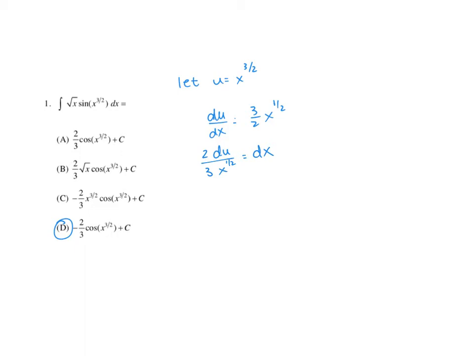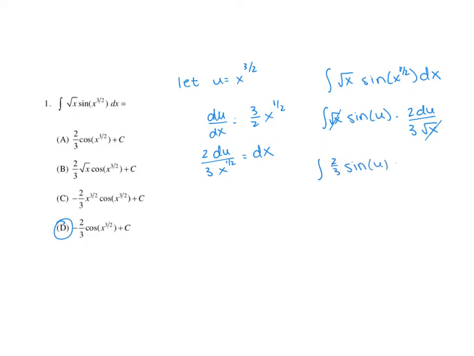So we start to substitute. Here's the original problem. We have root x times sine of u times dx, which is 2 du over 3x to the 1 half. I'm going to write that as root x, so it's a little clearer that we can clear those out. So now I have 2/3 sine of u du.